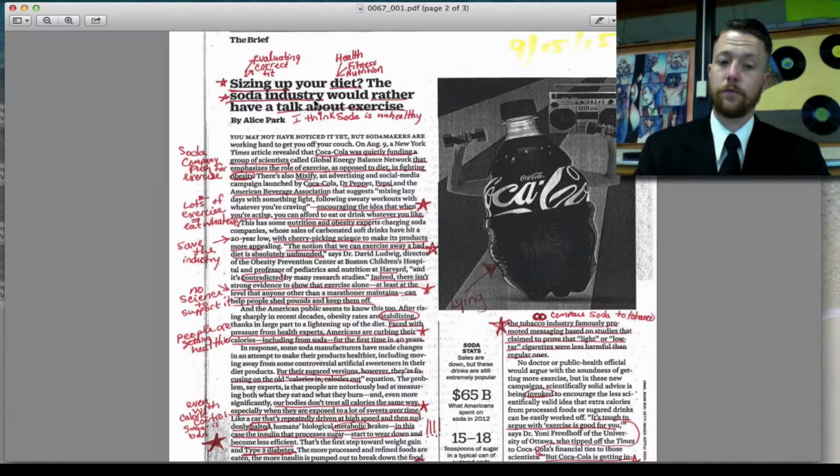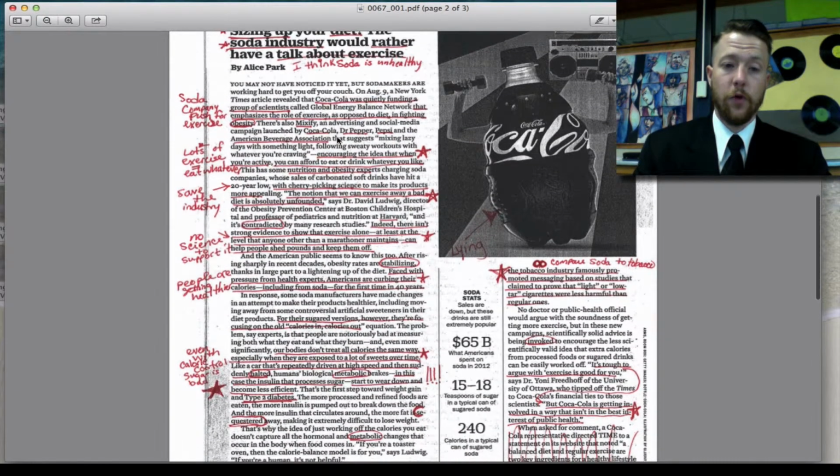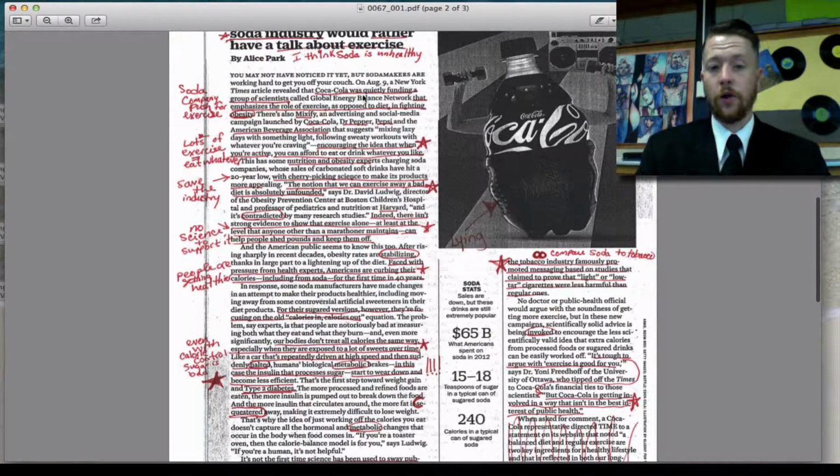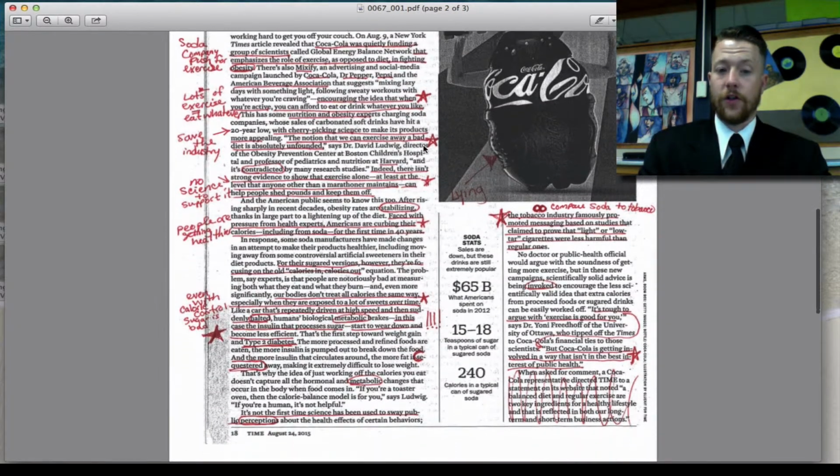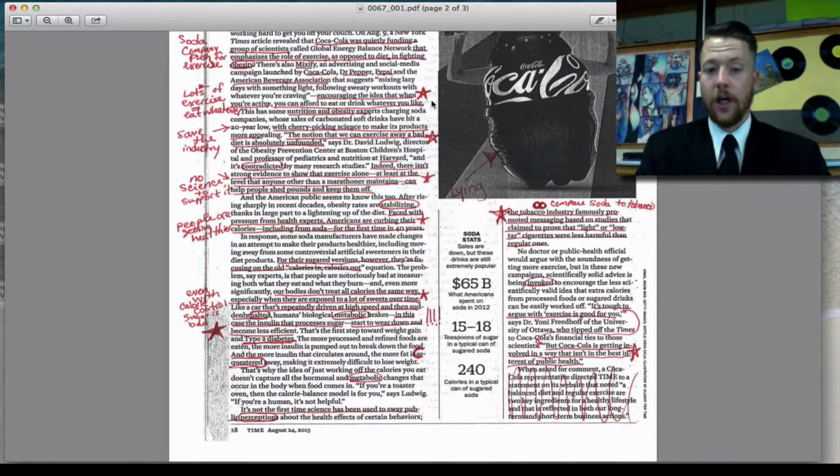And then I just wrote my basic comments. Moving down through, the first thing I hit was Coca-Cola was quietly funding a group of scientists that emphasizes the role of exercise as opposed to diet. Skip down, the first thing I starred that should stand out really significant to the article. Encouraging the idea when you're active you can afford to eat or drink whatever you like. And my little notation in the margin is lots of exercise equals eat whatever.